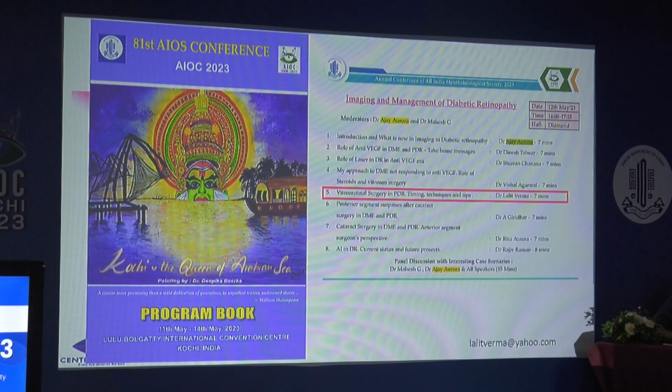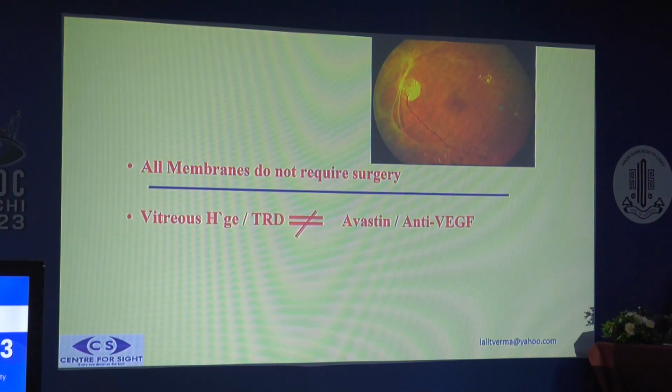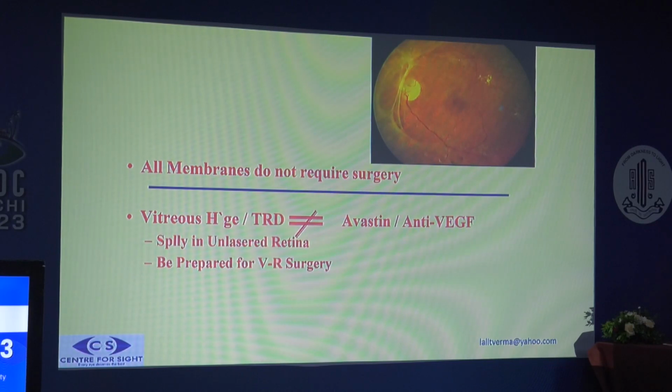So I just come to the main talk about vitreous surgery. Again, this patient, all membranes do not require surgery. And please do not give injections in patients of vitreous hemorrhage if it is unlasered. If it is a patient you are following up, then it's okay. But if a patient has come with vitreous hemorrhage that has not been lasered, I do not advocate giving an injection at all. A lot of people may argue, on the theoretical basis, that it will shrink the vessels and hemorrhage will resolve, but believe me, that is not the ultimate cure of vitreous hemorrhage, especially in unlasered retinas.